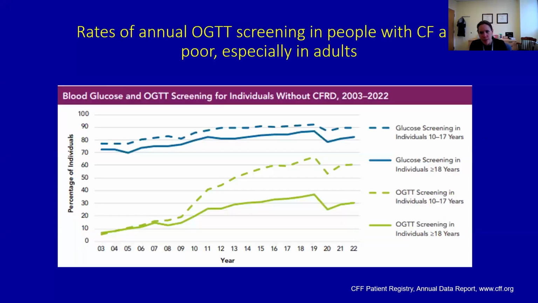And this is, again, data from the CF Foundation Patient Registry looking at the annual rate of OGTT screening. And you can see that we're really doing a terrible job with screening. The blue line is really any glucose screening. And here this green line are OGTTs that are done every year from 2003 to 2022. The dotted line are ages 10 to 17, and the solid line are adults. And you can see that in adults who have the highest risk of diabetes, only about 30% of people with CF were screened in 2022. It fell off a little bit with COVID, but we weren't even doing great before that either.